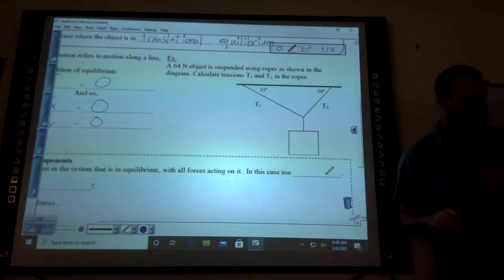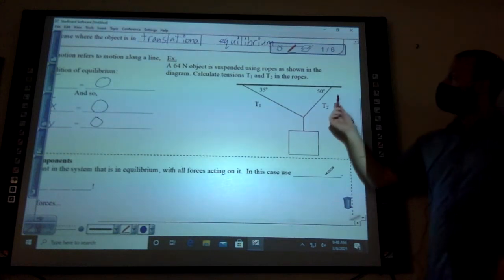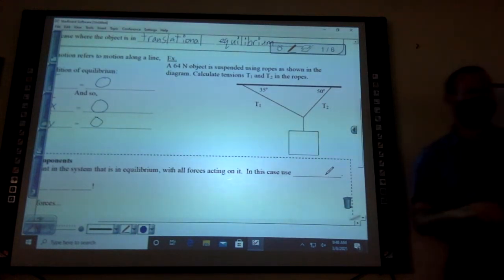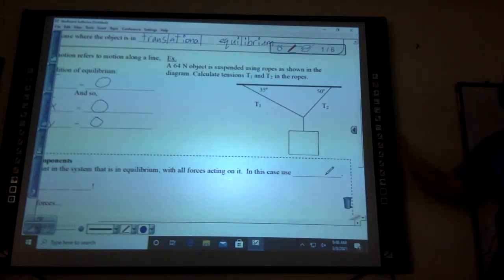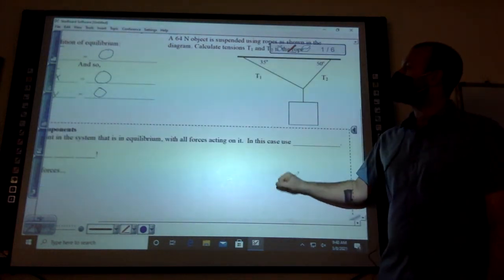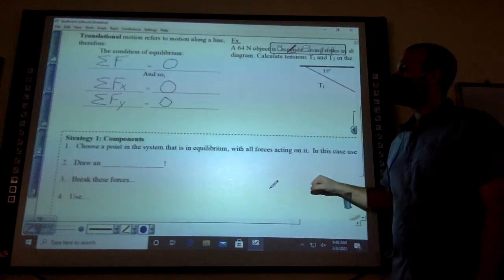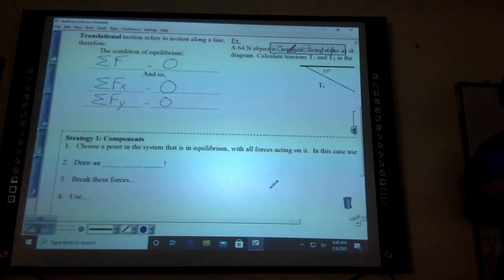So here's a classic example. Something being suspended by ropes. This is a very common situation. So we're given this, and we want to know what is tension 1, what is tension 2. There's many different ways I can reframe this question, but this is essentially what I'm doing for this one. So we're going to solve this in two ways. First, I'm going to use component methods to do this. We're going to follow the strategy that is on this piece of paper, and we're going to solve this.